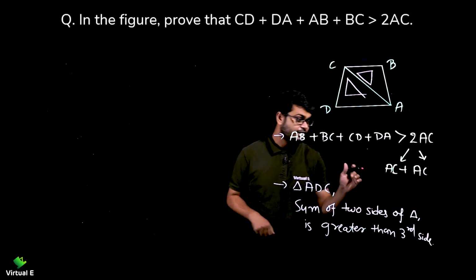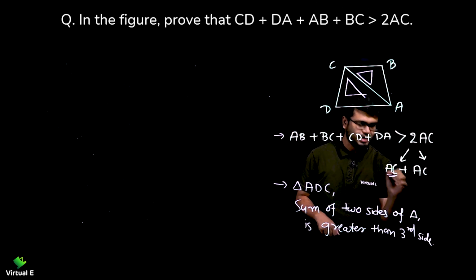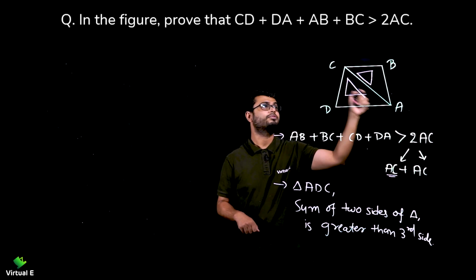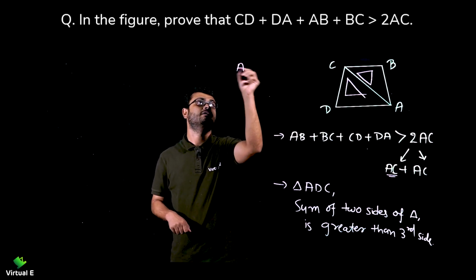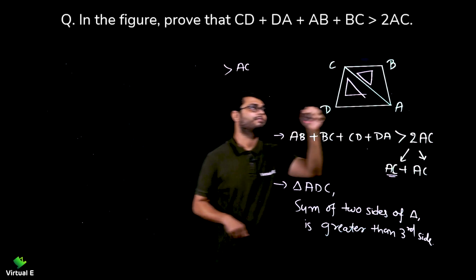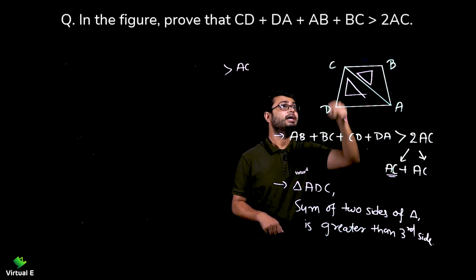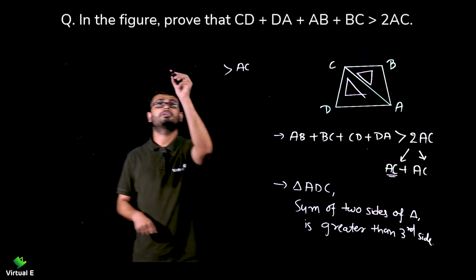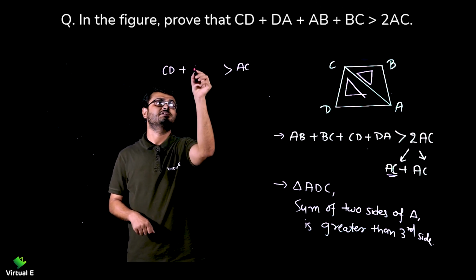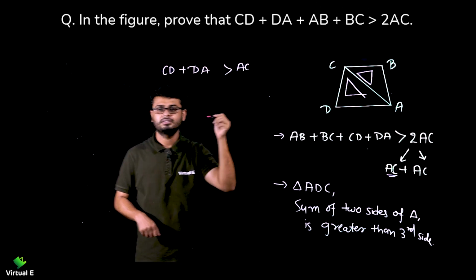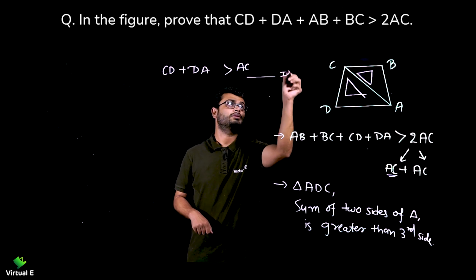And remember, take AC on the RHS, because we want to prove that. So AC here. What are the other two sides left? That will be in sum. That is AD or DA and the other is CD. So let's write CD plus DA, right? This is the first result.